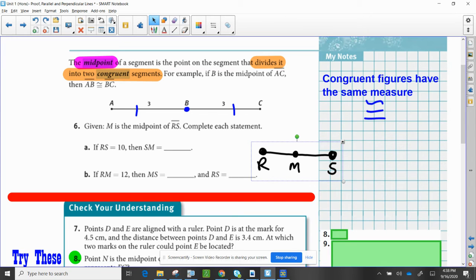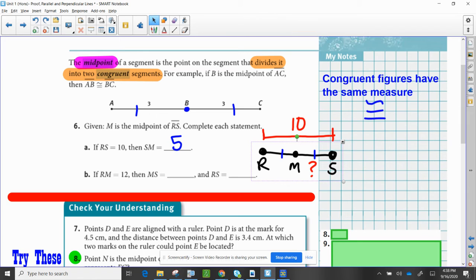Okay, so if RS is 10, so that RS, that's the entire segment. So if that is 10, what is SM? So we're figuring out what this is. Okay, well, if this is a midpoint, that means that these two segments are congruent to each other. They're the same. So what would it be if we have two equal segments that add to 10? That would mean each little segment would have to be 5, right?